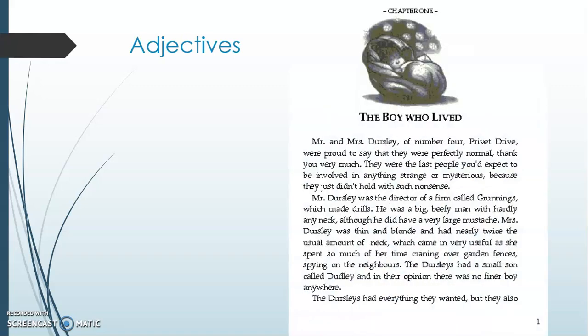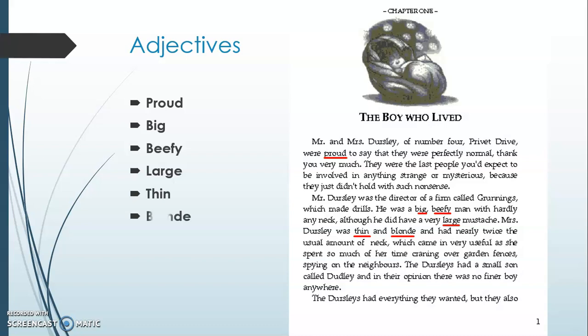Now, let's speak about the adjectives, guys. It's the same text. We have the text, the title of the chapter, chapter 1, the title of the chapter, The Boy Who Lived. So, can you find some adjectives in there? Okay, good job. We have the first adjective in here, proud. The second adjective in here, big. The third adjective, beefy. The fourth adjective, large. We have used this adjective in class a lot. Thin, the fifth adjective, blonde. The sixth one, and small.